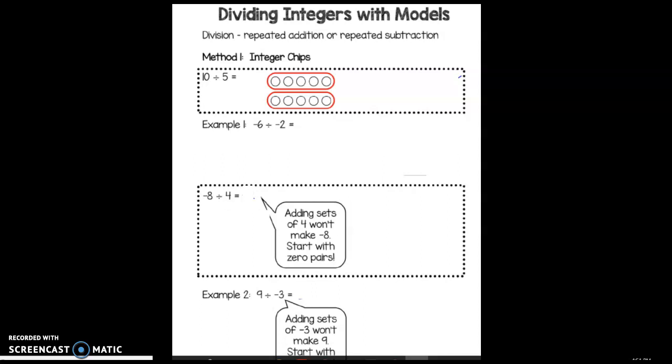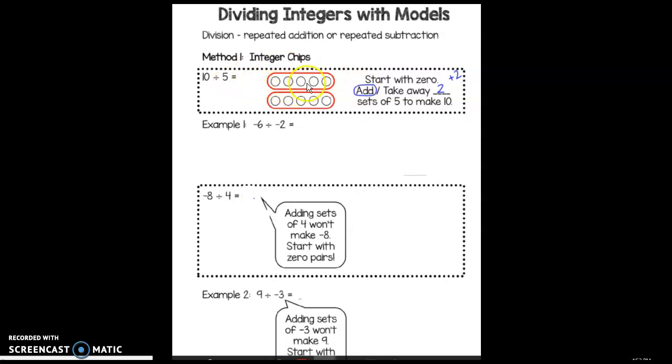Alright, so here is your flipped classroom on dividing integers with models. We want to look at division as repeated addition or repeated subtraction. So here we have two positives, positive 10 divided by positive 5. Basically, when you divide things, you're going to share them or break them into groups. So we know that we want to start with 0 and add 2 sets of 5 to make 10.